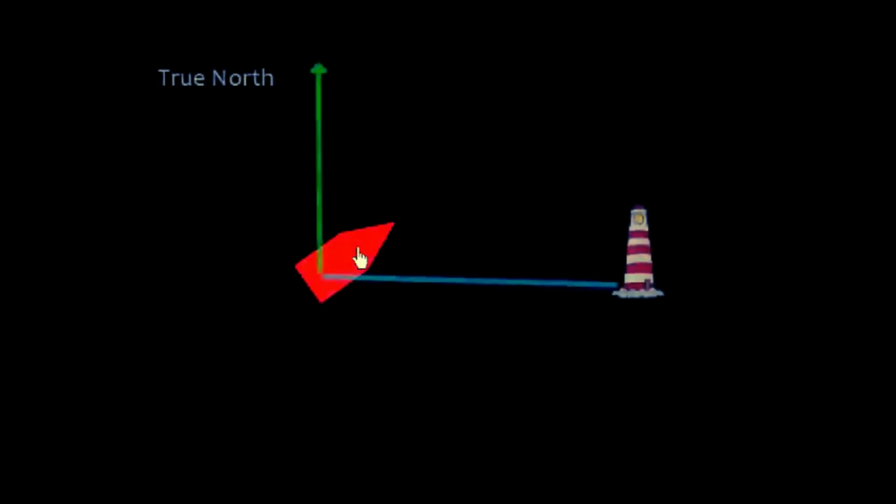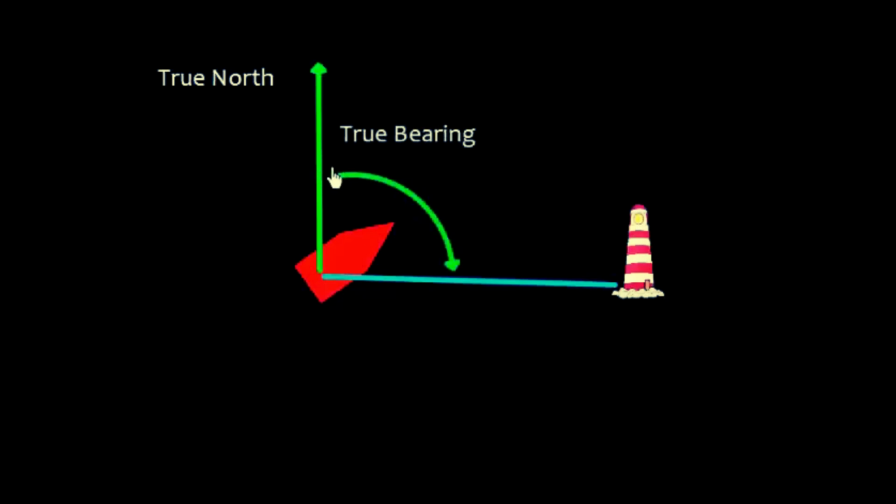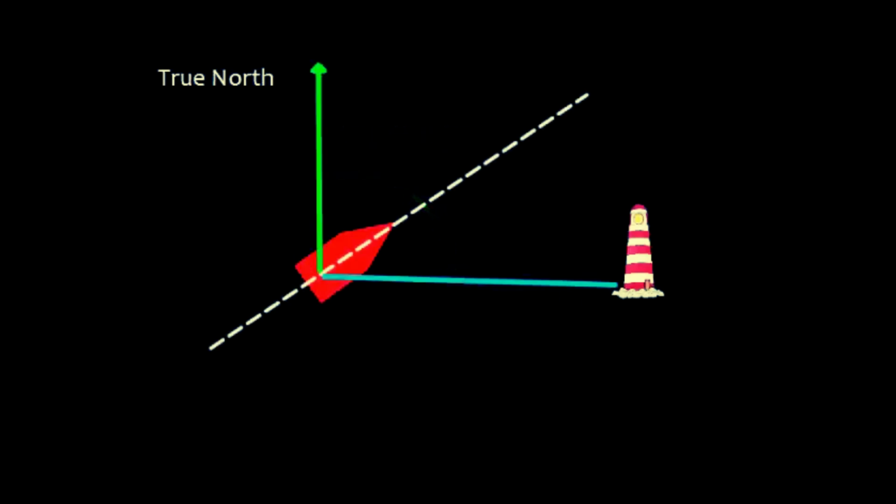So let's have a look here. Suppose this is a vessel and this direction is true north, and suppose this is an object. So this angle is going to be the true bearing. Well, the ship's head is in this direction. This is the fore and aft line. So this angle from the ship's head to the line of sight of the object is called a relative bearing.